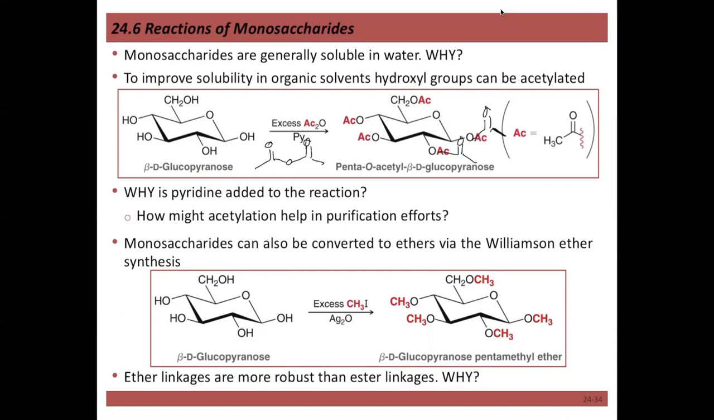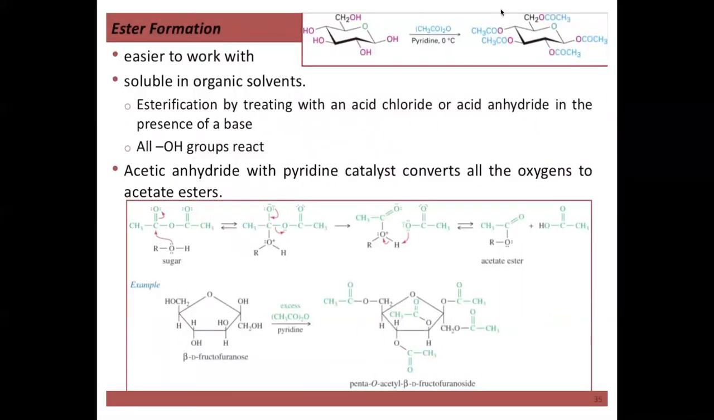And you can also convert each one of the OHs into an ether through a Williamson ether synthesis. Now, the ether linkages are much more robust than ester linkages. So it makes carbohydrates easier to work with if we can convert those polar functional groups into non-polar functional groups.